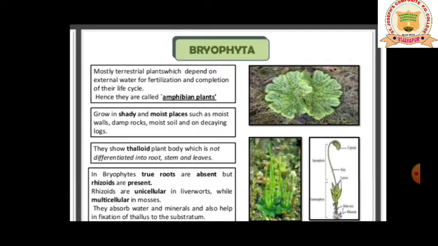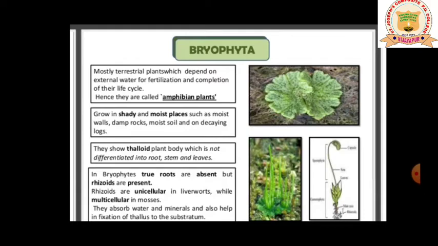Fine. So rhizoids are present. The bryophyte doesn't contain true roots, but they contain rhizoids. We call this special structure present in the bryophyte rhizoids. They look like roots, hair-like structures. They are unicellular in case of liverwort and multicellular in case of mosses. This you should remember for the point of competitive exams.